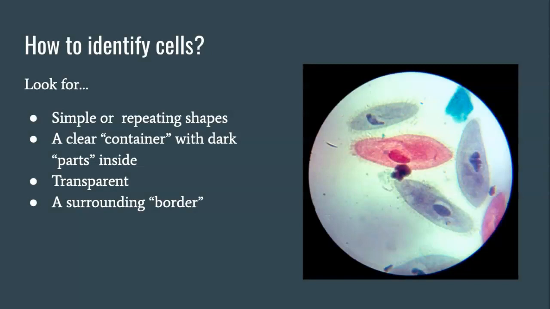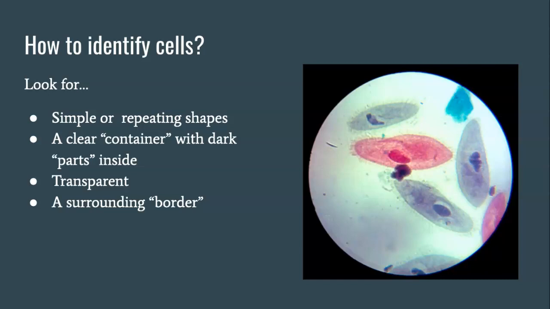So when you're looking for cells, a lot of it has to do with just experience, but there are a few tricks to identifying cells while you're looking under a microscope. The first is to look for simple or repeating shapes. You'll notice in the image on the right that the cells there have fairly simple shapes, just simple ovals. Shapes like circles, ovals, sometimes squares and rectangles, those are common cell shapes. Anything that's more complex than that normally aren't cells.